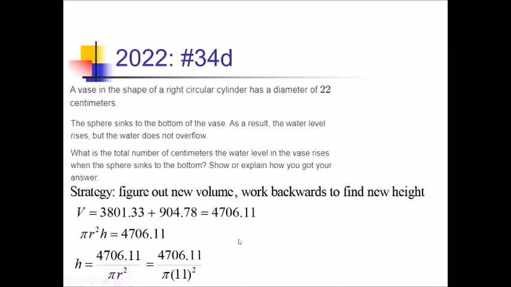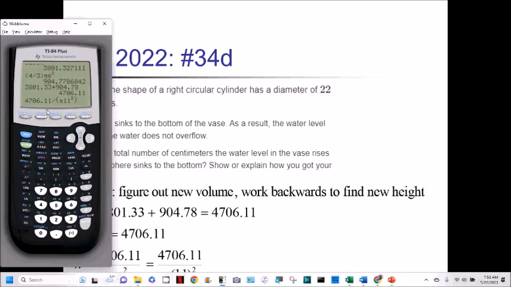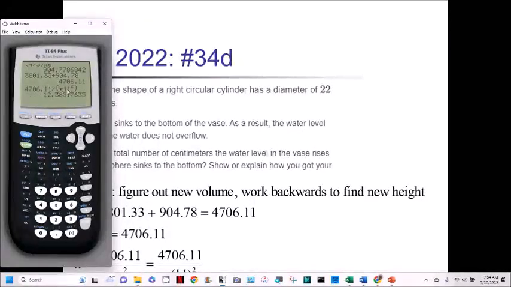And I'm going to run that on my calculator now. Here's what this looks like on my calculator. I've got 4,706.11 divided by, and notice I'm using parentheses around the pi times 11 squared. If I don't do that, then I'll accidentally be just dividing by pi and then multiplying whatever that result is by 11 squared, which is going to give me something I'm not expecting or wanting. So I use that parentheses down there, and this all comes out to about 12.38.